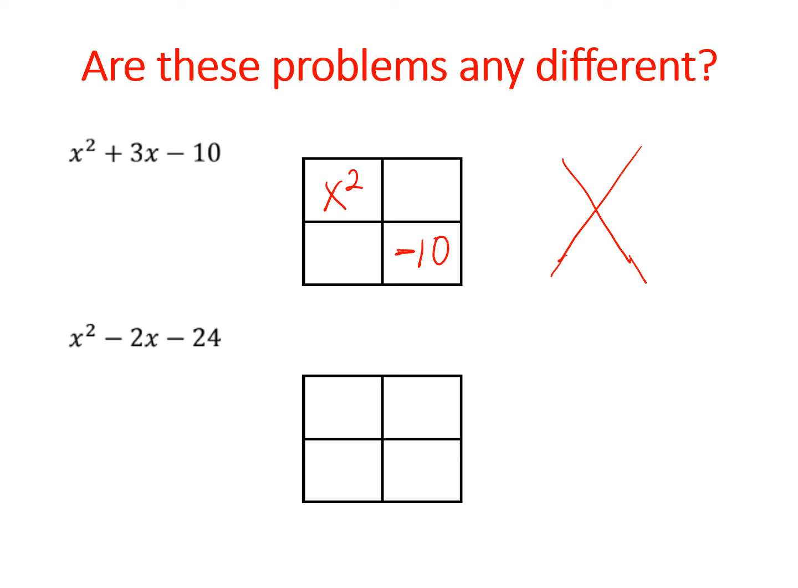So I'm going to see what multiplies to give me a negative 10x squared. And same idea from before, I still want to see what's going to add up to give me a positive 3x.